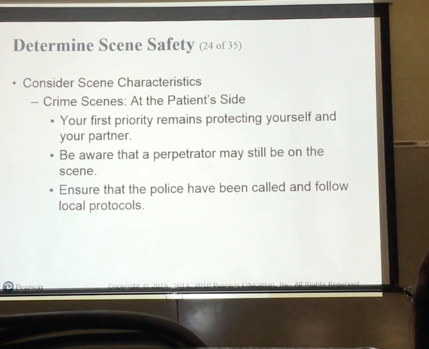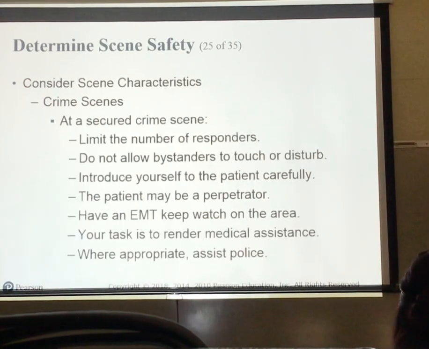Alright, your priority is protecting yourself and your partner. Alright? Be aware that a perpetrator may still be on scene. Ensure that police have been called and follow local protocols. Limit the number of responders at a possible crime scene. Don't allow bystanders to touch or disturb the patient or their immediate surroundings. Introduce yourself to the patient and say that you're here to help. Crime victims are often confused and fearful of contact with strangers. Be alert to the possibility that the patient at the crime scene may not be a victim, but also a perpetrator. Alright?